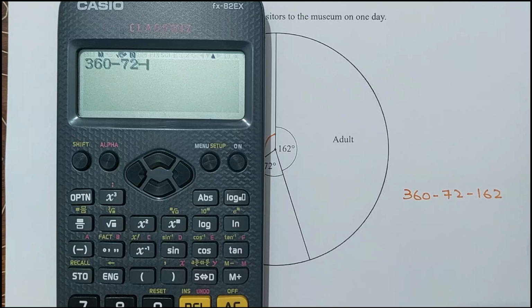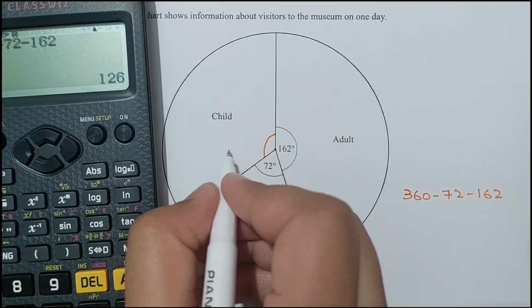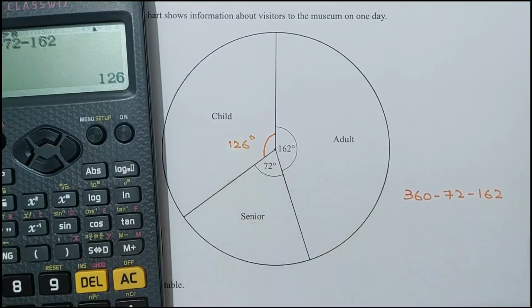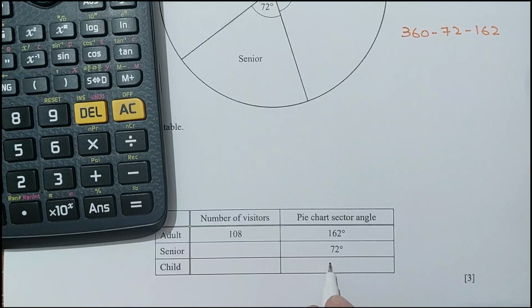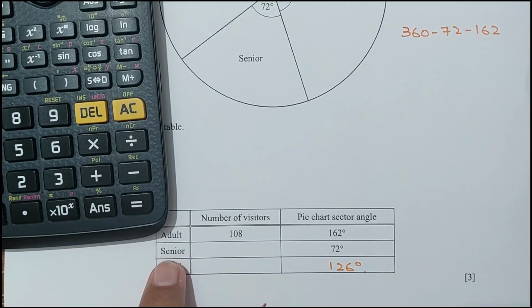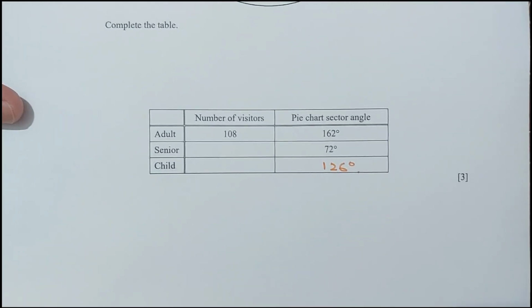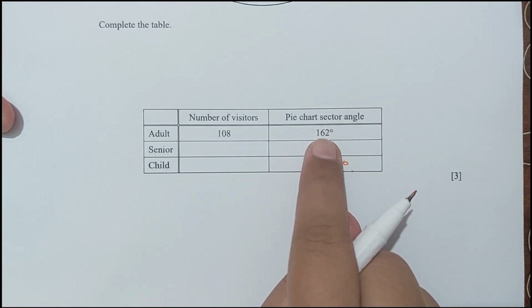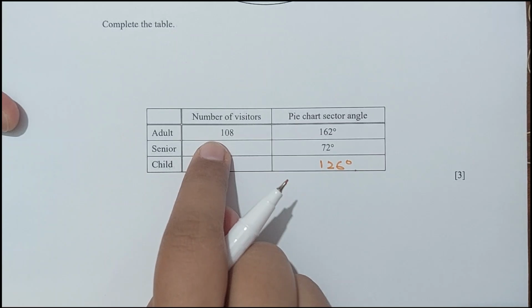360 take away 72 take away 162. The child is 126 degrees. Okay, so 126 degrees over here. Now let me find the number of visitors for senior and for child. So we do the comparison that 162 degrees equals 108.